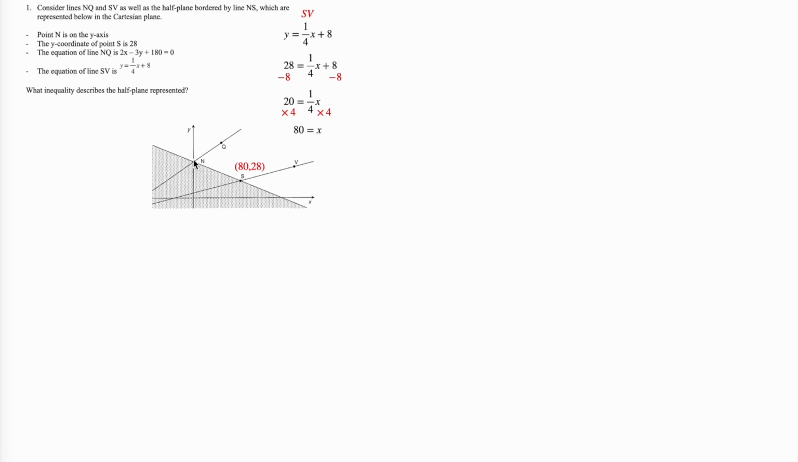We want to get this point N, and we know that NQ is on the line 2x minus 3y plus 180. If I put that into point slope form, we're going to know what the B is. We're going to end up figuring out what this point N is. Line NQ, I'm going to subtract 2x from both sides, and then I'm going to subtract the 180 from both sides, and that gives me negative 3y is equal to negative 2x minus 180. Divide everything by negative 3, and that gives us y is equal to 2/3 x plus 60. We know that the y value of the N is 60, and the x value of the N is 0. This is going through point 0, 60 right here.